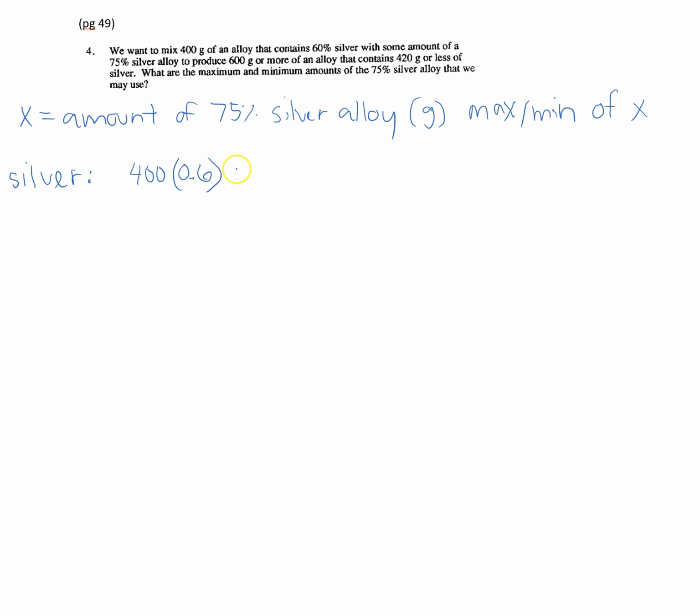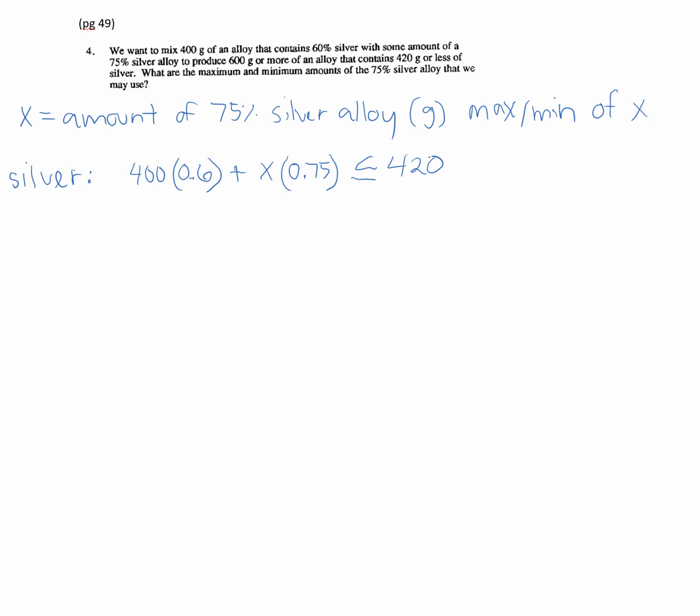So we're going to add that to the grams of silver from our second alloy. We don't know the total amount of the alloy we're going to use, that's X. We're going to multiply whatever that is by 0.75 to get the amount of silver we're getting from that alloy. And so the amount of silver from each of these alloys added together, we want that to be less than or equal to 420 grams. So that's the inequality we get there.